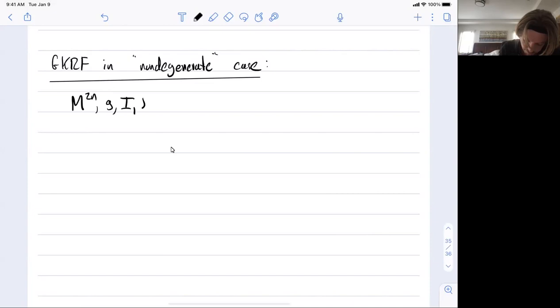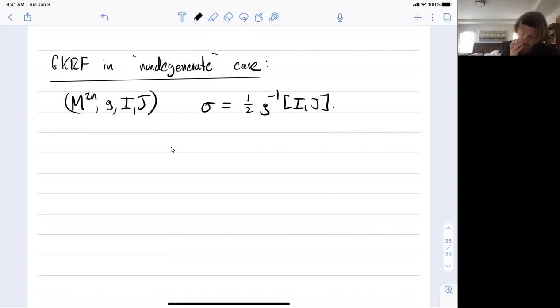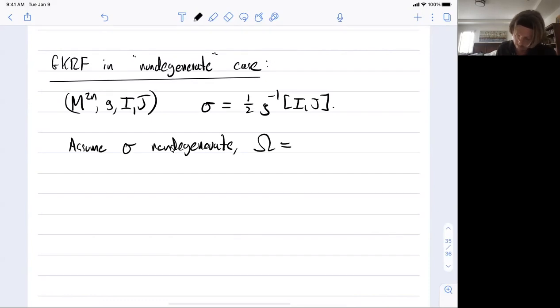So I have a generalized Kähler structure like this, and then sigma, as usual, is the Poisson tensor, so 1/2 G inverse bracket IJ. And by non-degenerate, I just mean that sigma is non-degenerate as a pairing. And then I'll define big omega to be sigma inverse. Okay.